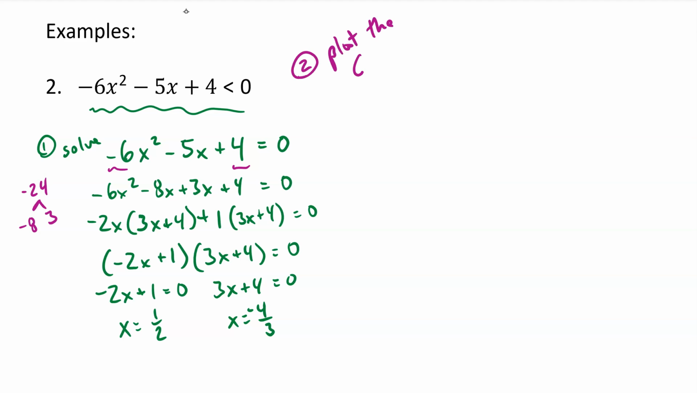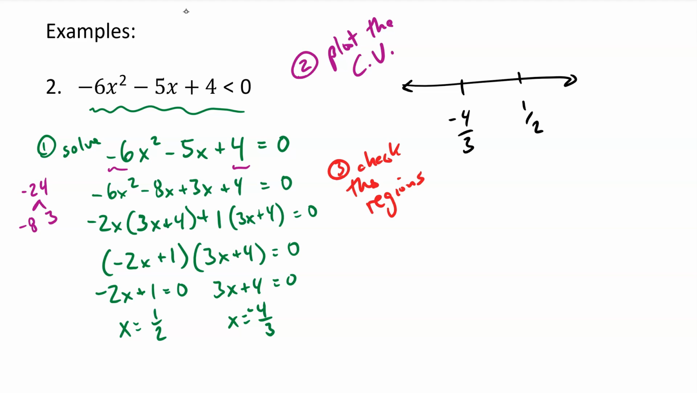These are called the critical values. I want to plot the critical values on a number line. So of course I'll place negative 4/3 on the left and positive 1/2 on the right. And of course now I want to check the regions to see what works.